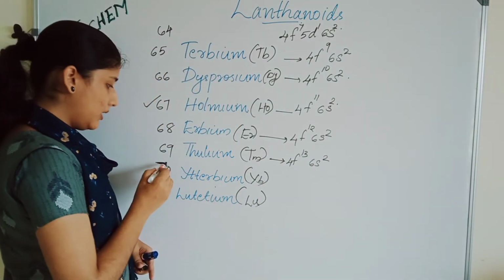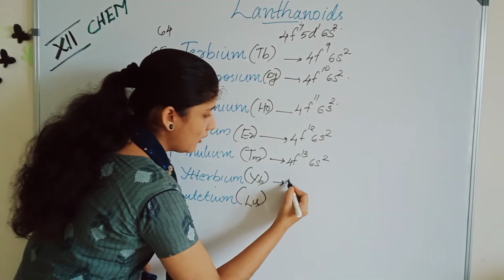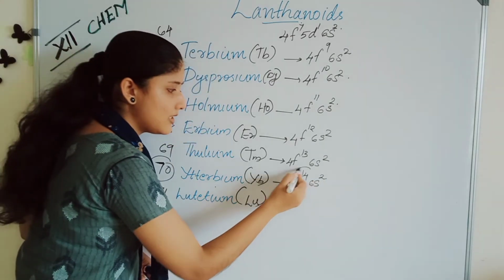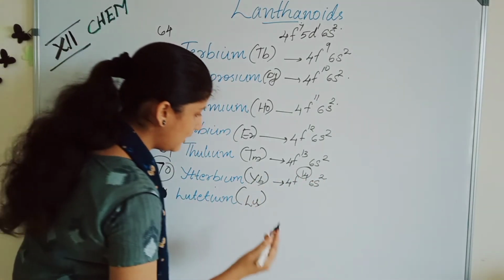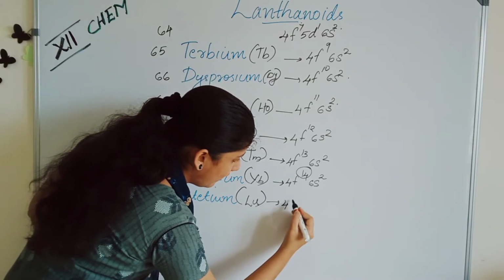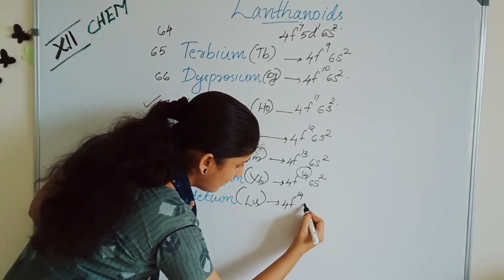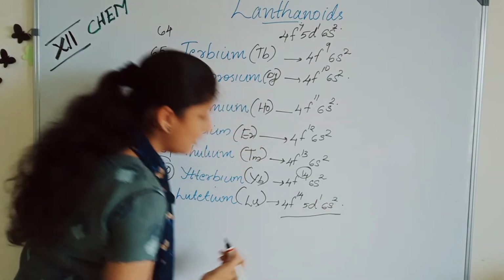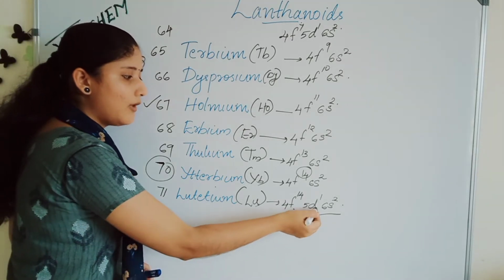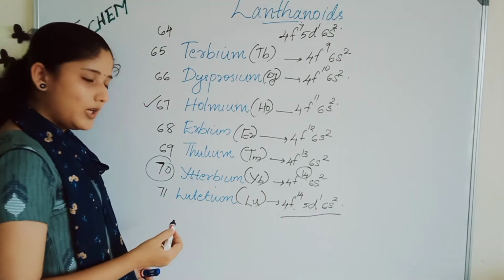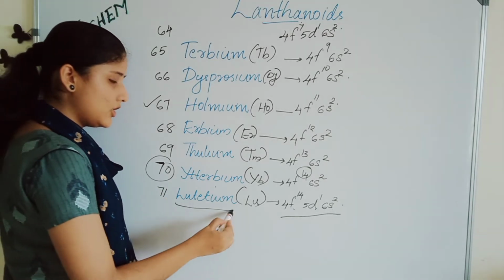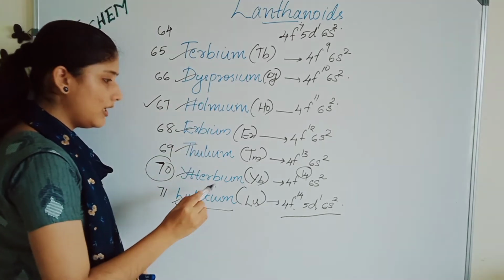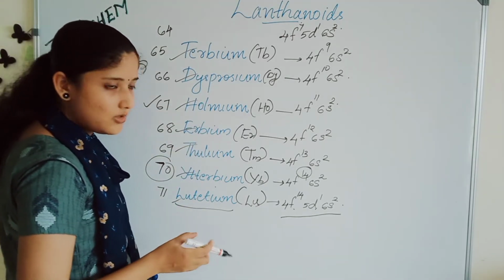Ytterbium, the atomic number is 70, it will be fully filled: 4f14, 6s2. 14 is a completely filled f orbital. And for lutetium it will be 4f14, 5d1, 6s2. Remember the configuration: 4f14, 5d1, 6s2 is the electronic configuration of lutetium. We studied terbium, dysprosium, holmium, erbium, thulium, ytterbium and lutetium. Remember the electronic configurations, okay?